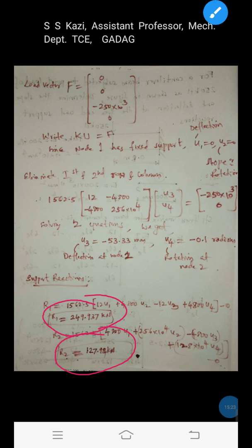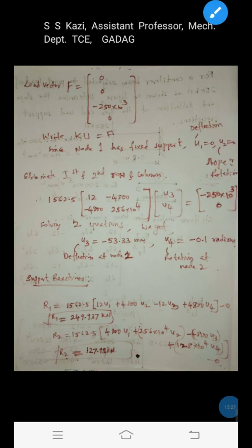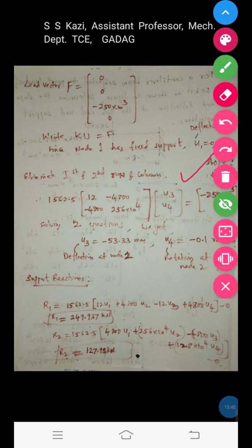This is how we can calculate the deflection and the rotation at the free end of a cantilever beam by using the FEM method, and also we have compared with analytical method results also.